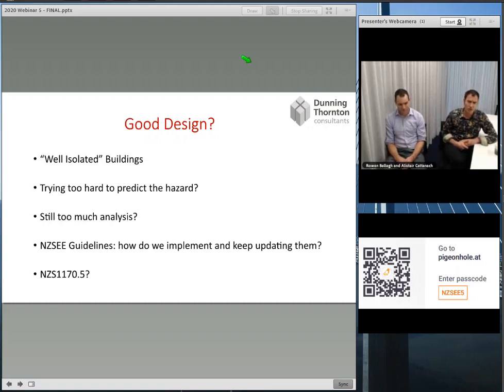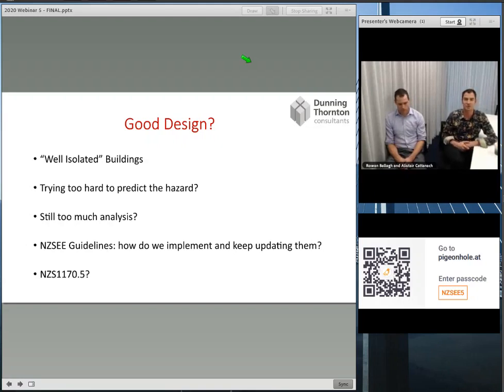So really, with the guidelines, we feel they're a really, really good starter. There's some really good material in there. We've found some things as we've worked through them. We'd like some thought amongst the New Zealand community on how we actually get these rolled out to be finalised guidelines. And then that implies updates, which is quite interesting because we've designed a bunch of buildings to the draft guidelines as they've evolved.